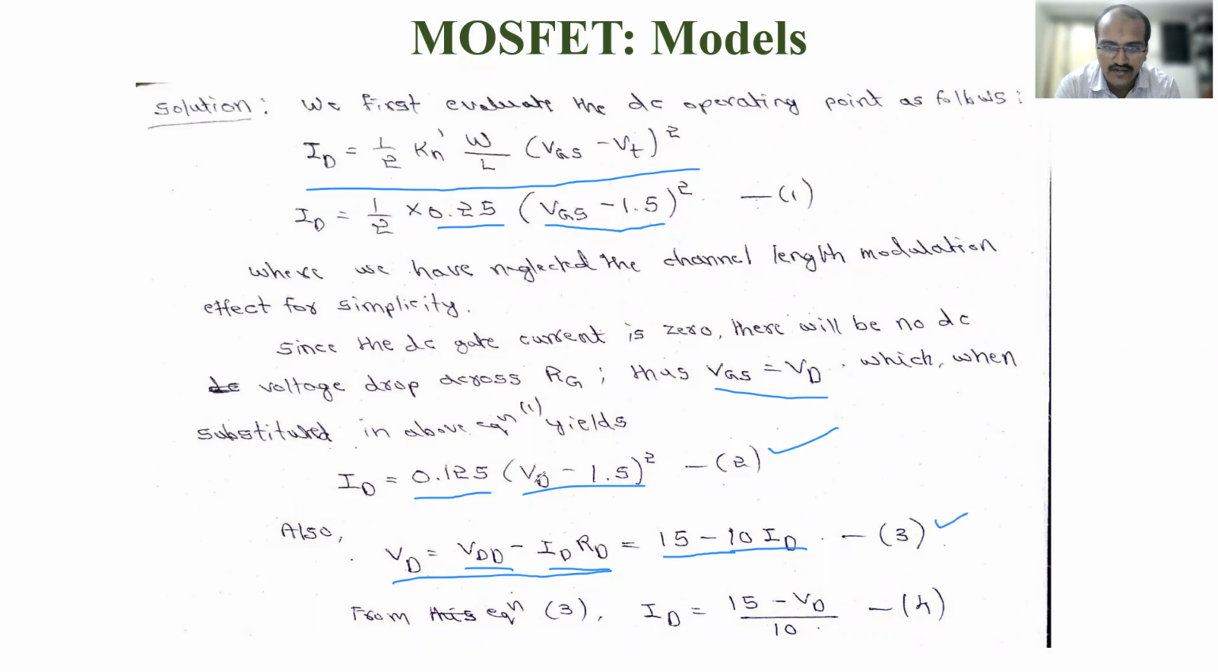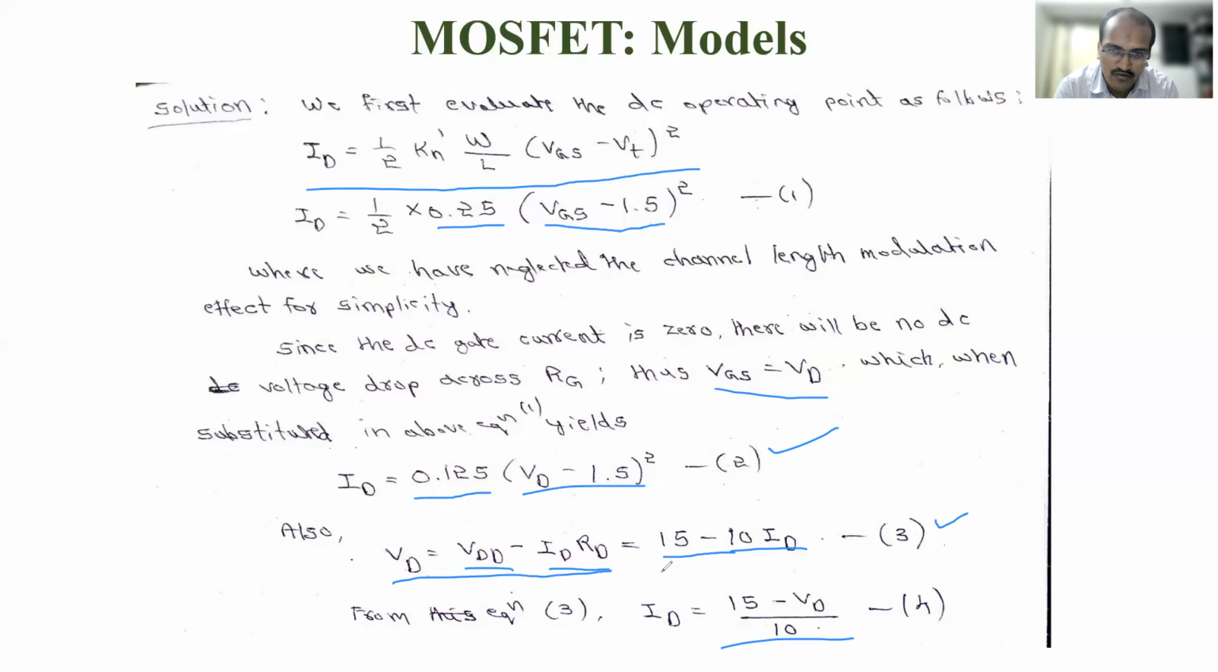Wherever VD is there, I can substitute 15 minus 10 ID, and I solve using the A minus B whole square formula. I can substitute and solve for ID. Or from the equation, what you can write for ID is 15 minus VD by 10. So this is equation number 4. So VD we can substitute, or you can substitute for ID. Anyhow you can do.